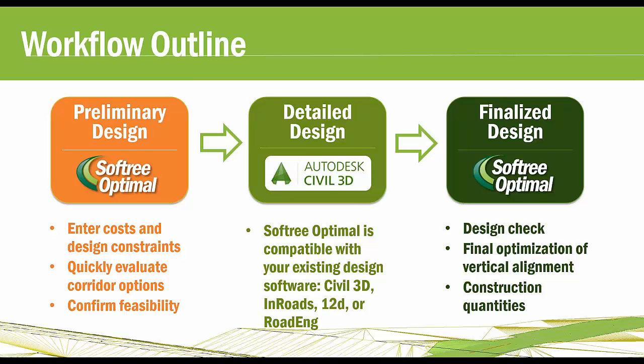The detailed design can be done in your existing CAD design software program, whether it's Civil 3D or Inroads or 12D or Softtree's easy-to-use road design package RoadEng. Softtree Optimal is also useful at the end, in the finalized design stage, for design checking, to perform a final optimization and determine the lowest cost alignment for a finished design, and also for estimating construction quantities.